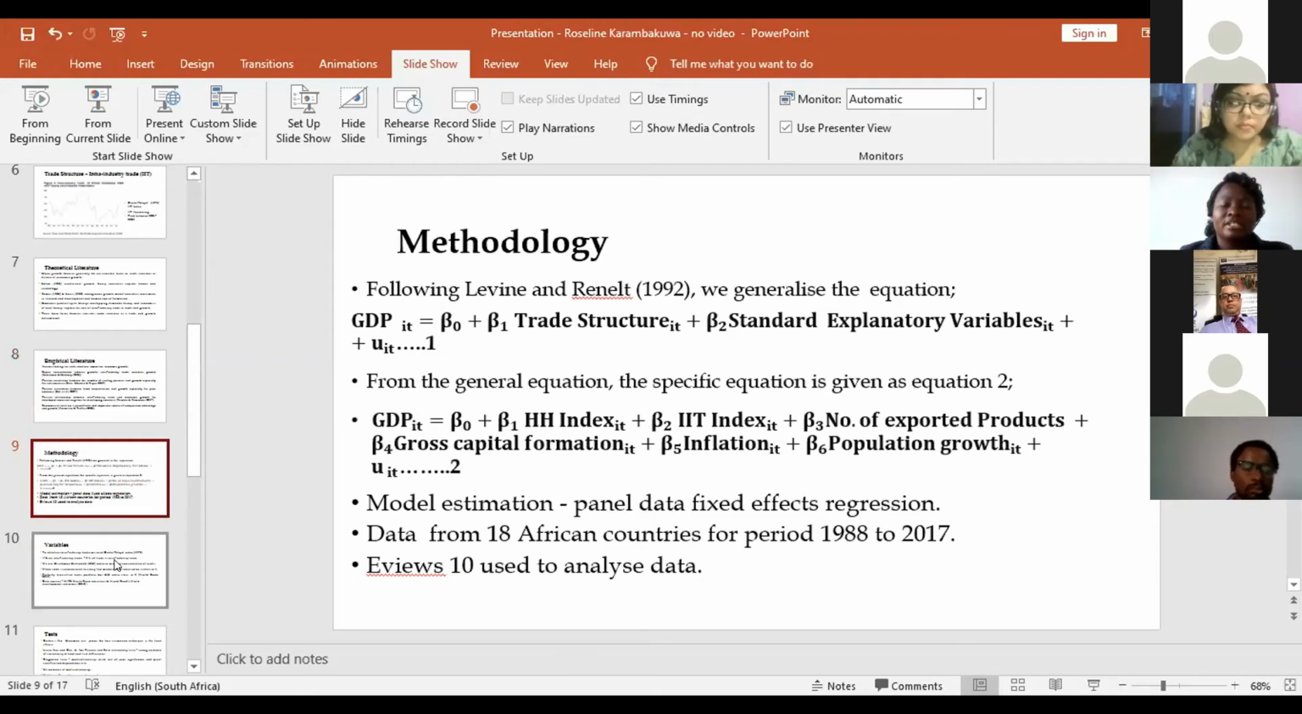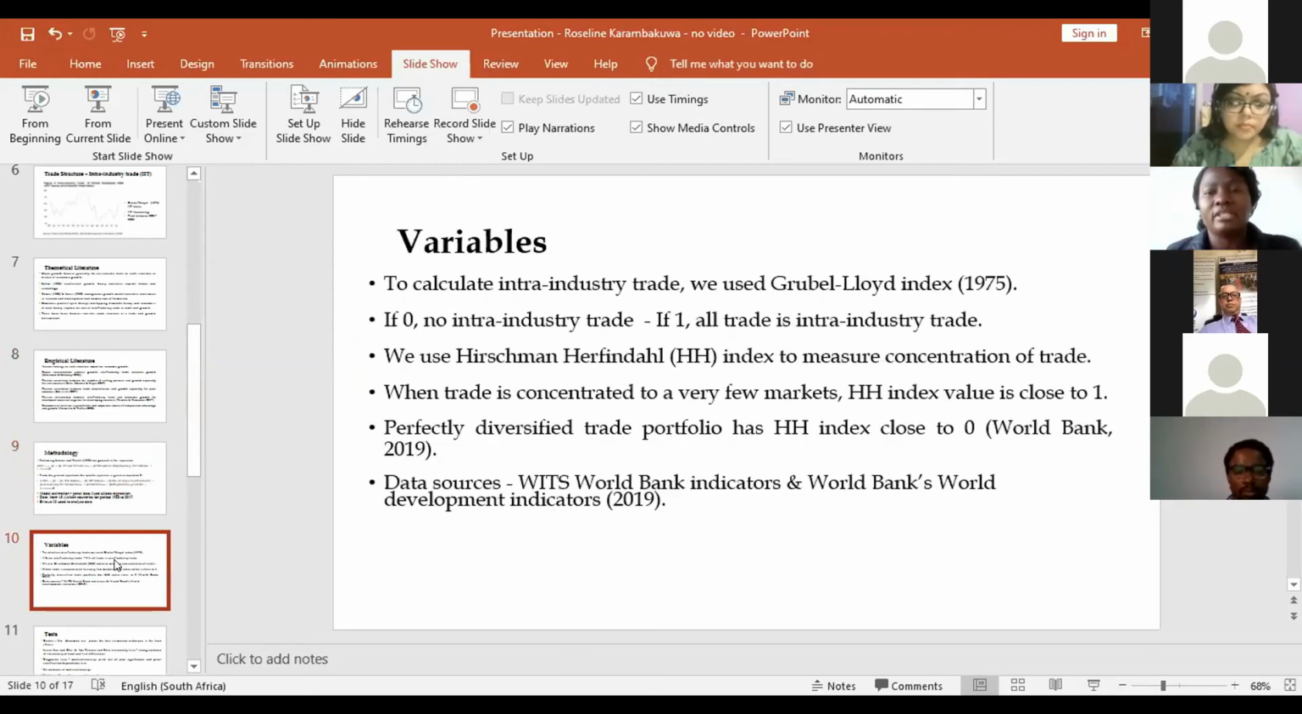So to calculate intra-industry trade, as I've mentioned, we use the Grubel-Lloyd index, whereby if it is 0, then there's no intra-industry trade. If it is 1, then all trade is intra-industry. And then we use the HH index to measure concentration of trade, like I've mentioned. And when trade is concentrated to a very few markets, then the index is close to 1. And a perfectly diversified trade portfolio has an index close to 0.